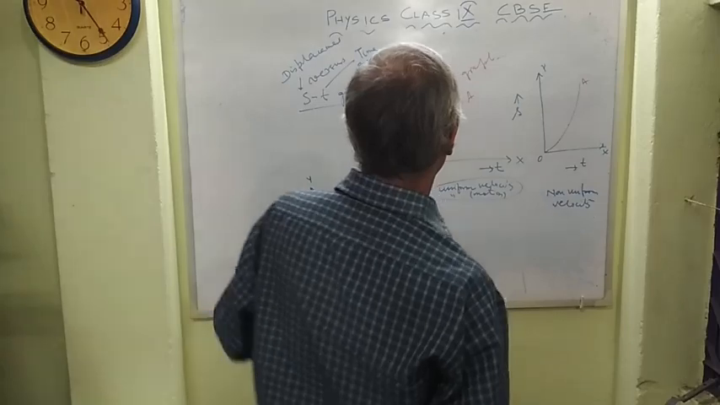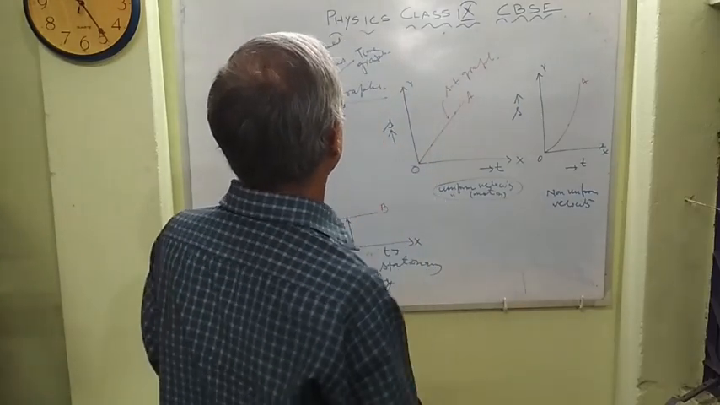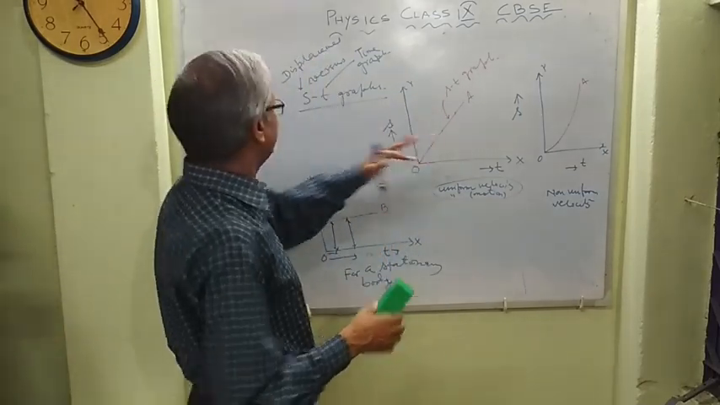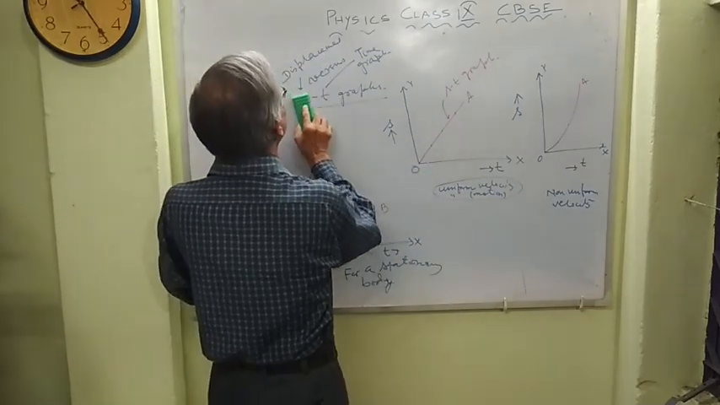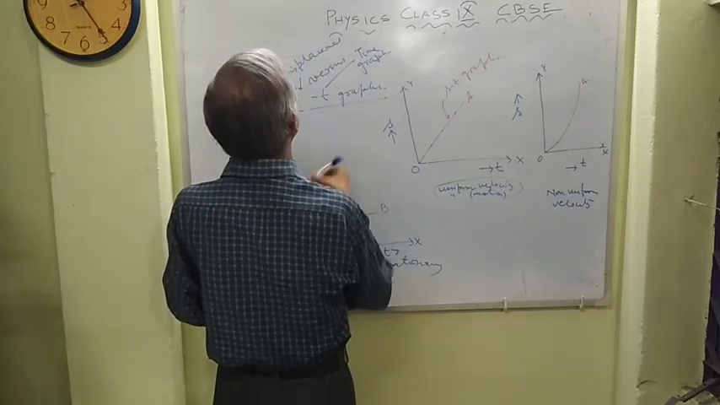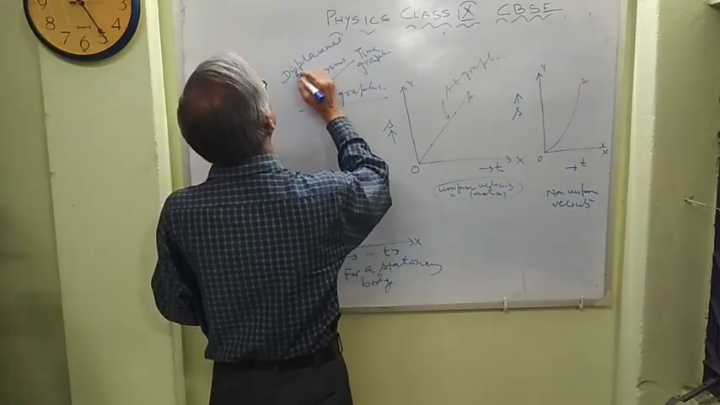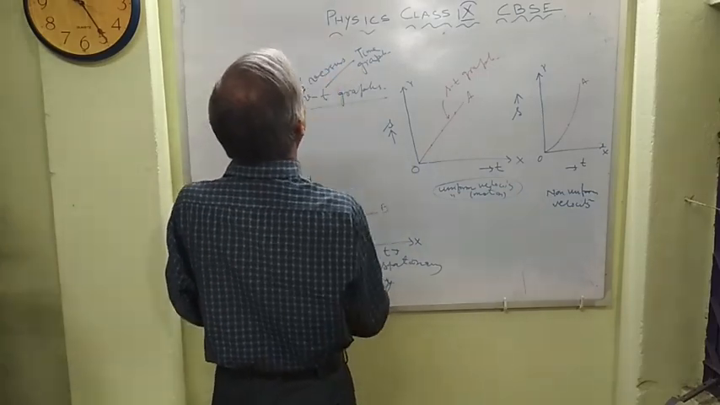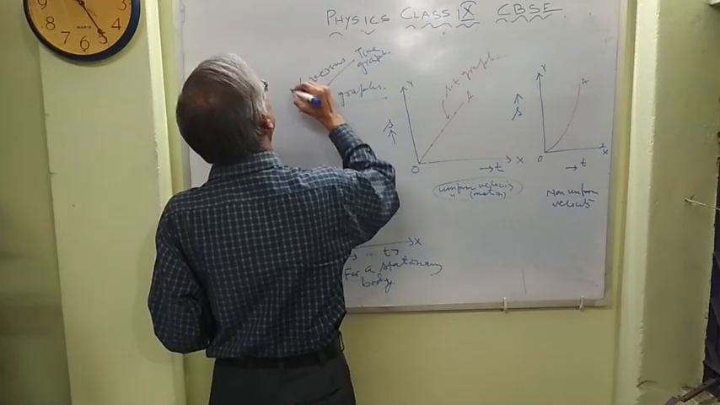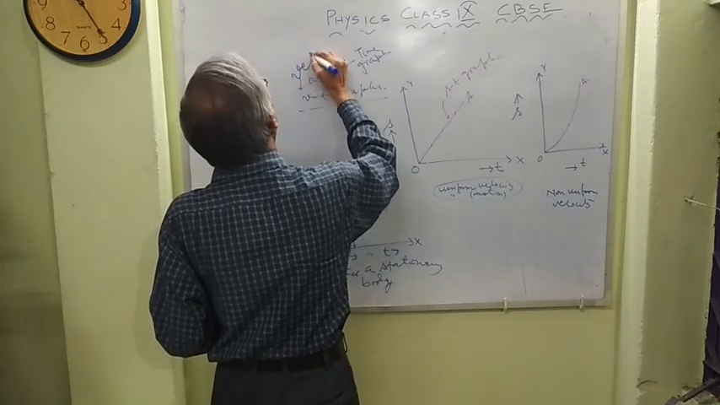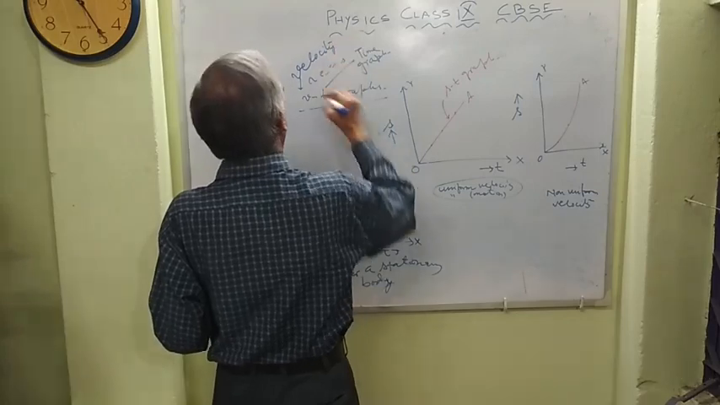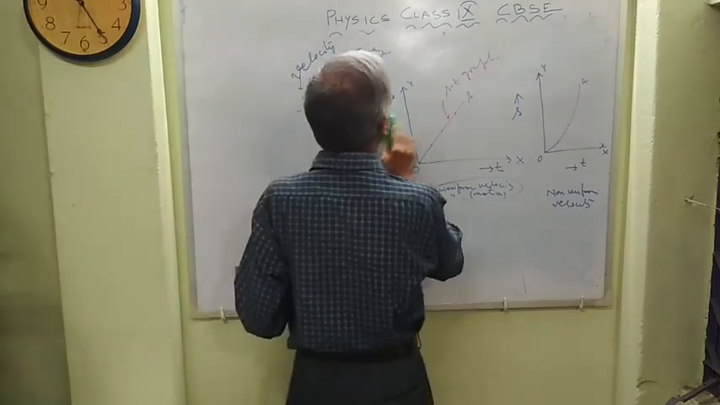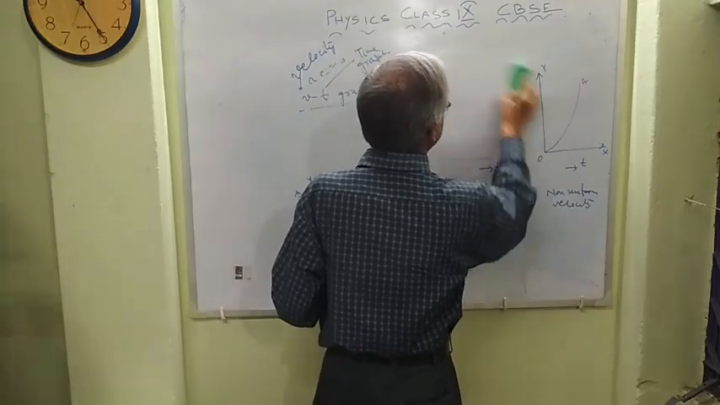In a similar way, we have the velocity time graph. What will be the velocity time graph? Here we will write VT graph. V means velocity, not displacement here. VT graph, velocity versus time graph, for uniform acceleration.